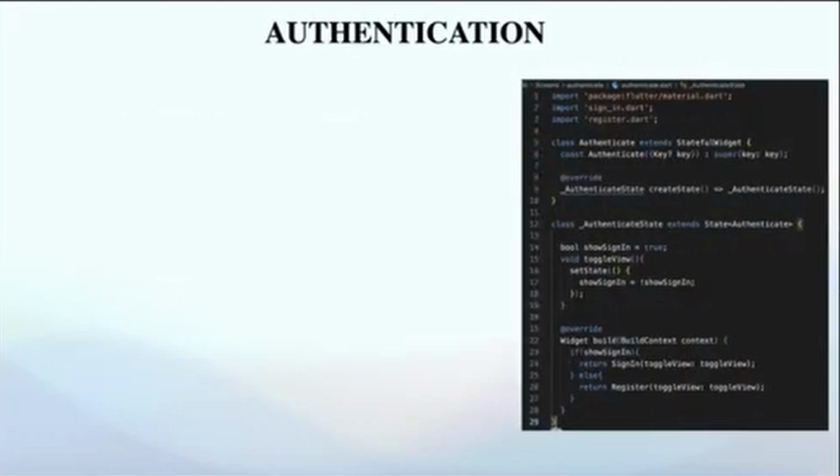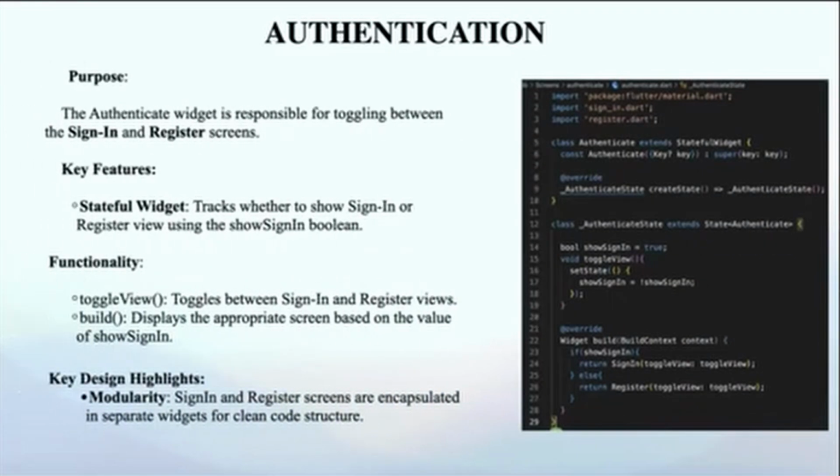All right, next we look into the authentication screen. This screen is responsible for toggling between the sign in and register screens. The key feature here is that it's a stateful widget. It tracks whether to show the sign in or the register screen using the showSignIn boolean. The main functionality includes toggleView and build. As said earlier, toggleView switches between both screens, and build displays the appropriate screen based on that value. One of the key design highlights here is modularity. The sign in and register screens are encapsulated in separate widgets, which keeps the structure clean.